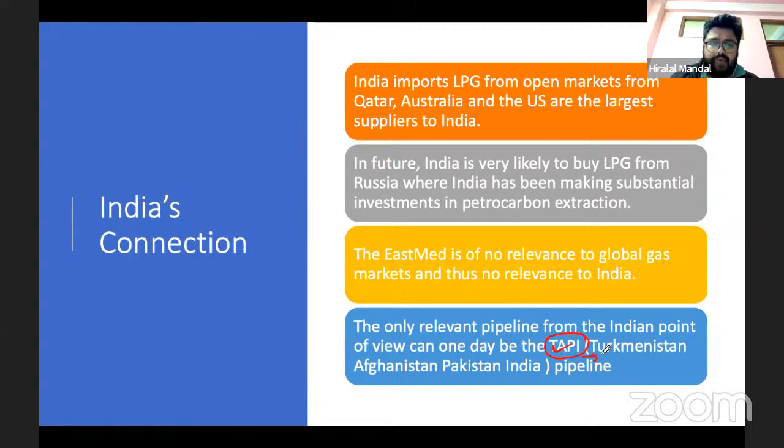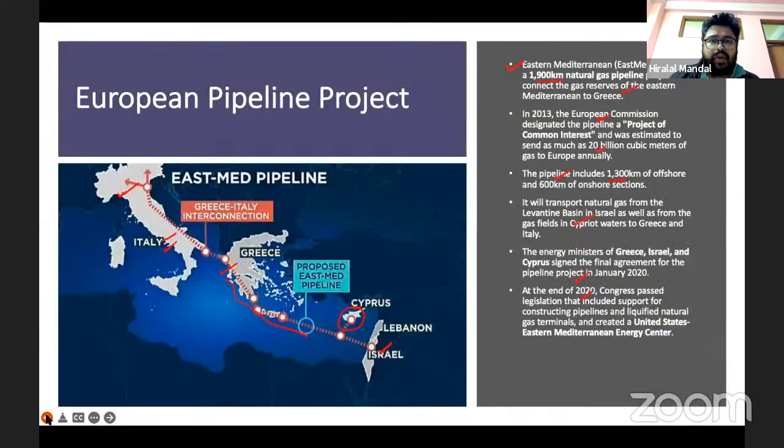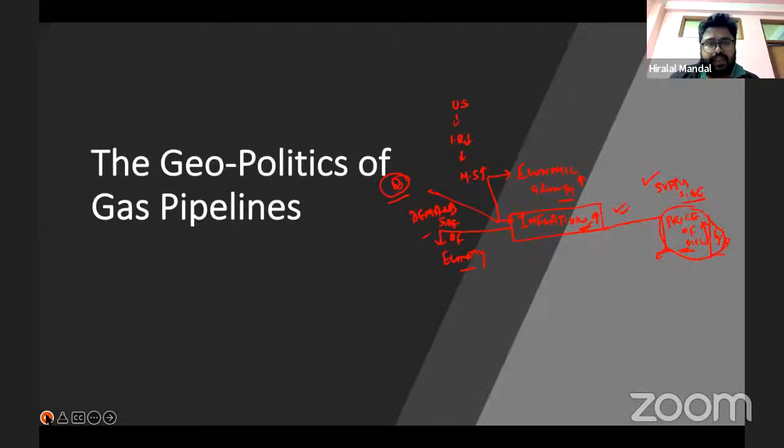So this is how we have understood the game plan, the gas game plan that is going on in the world. So the geopolitics of gas pipelines. So these are the things that we have taken. We can go on and understand the other parts of the gas pipeline as well, but let us restrict this discussion to this.